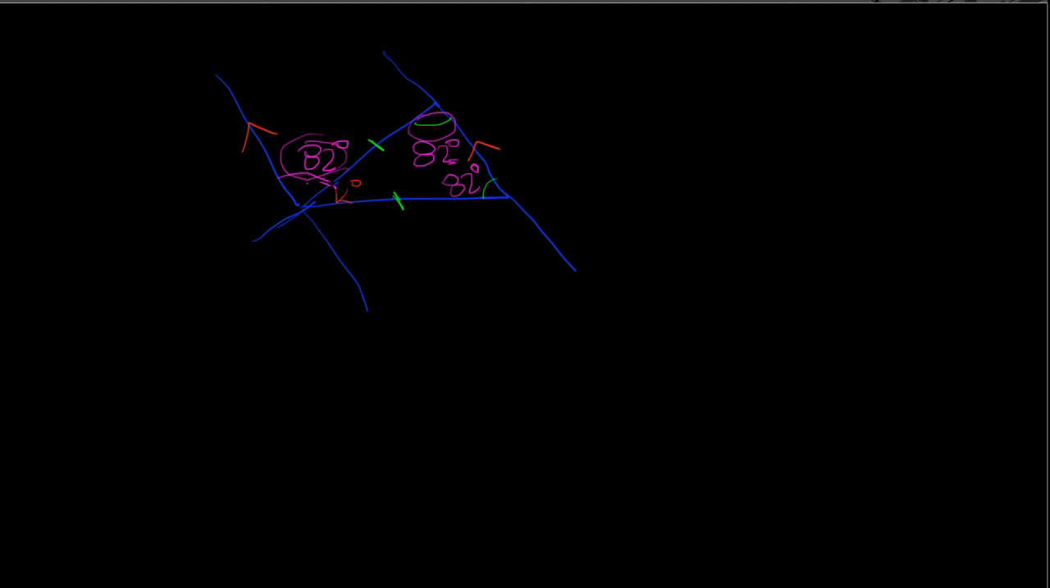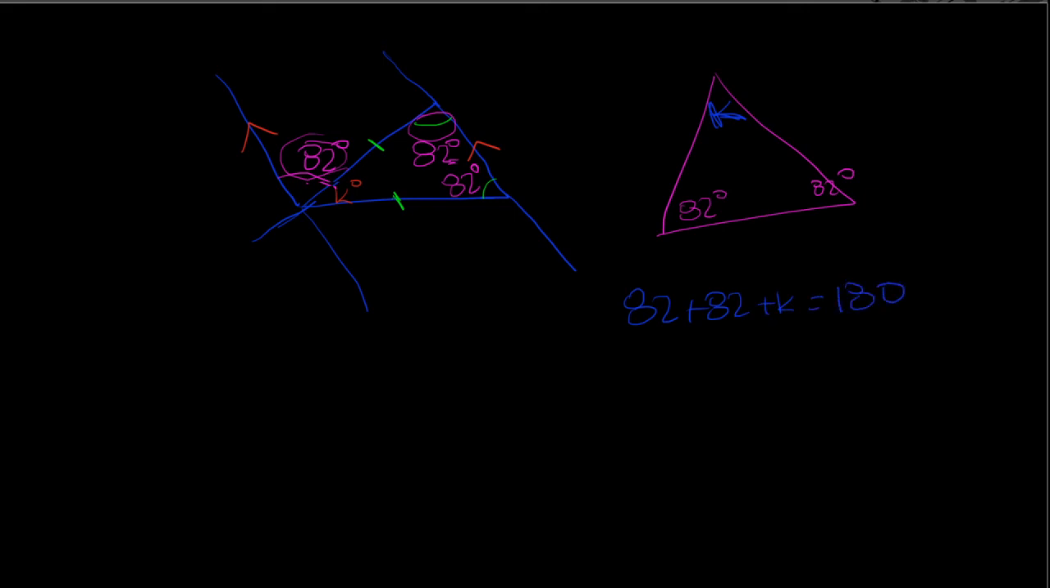Okay, so we have a triangle. The two base angles are 82. Now, we know that the sum of the angles of a triangle has to be 180. So we'll call this k. So we know that 82 plus 82 plus k has to equal 180. 82 plus 82 is 164. And then when I subtract 164, I get 16. So k has to be 16 degrees.